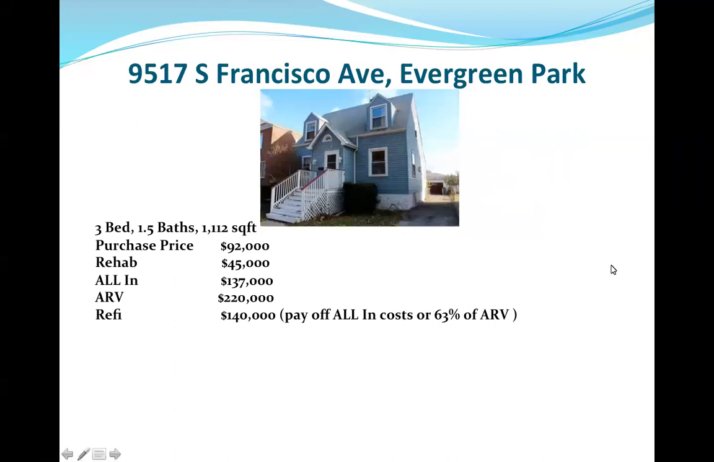So this is what happens when you refinance. So as I told you before, you can use up to 75% of the value of the property to pay off the Harmony lender and cash out. In this case, we did just a refinance. So all in was 137. So we wanted to pay that off. Okay, so we used the conventional lender and took out 63% of the ARV, which happens to be 140,000.